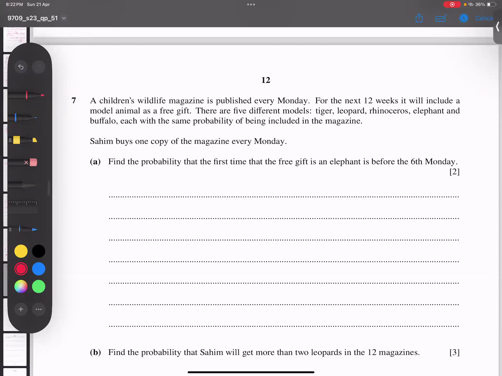He is asking here, students, that Children Life magazine is published every Monday. For the next 12 weeks, it will include a model animal as a free gift. There are 5 different models: tiger, leopard, rhinoceros, elephant and buffalo. Each has the same probability of being included in the magazine, so all are equal. There are a total of 5, so the probability of each is 1 over 5. Sahim buys 1 copy of the magazine every Monday.